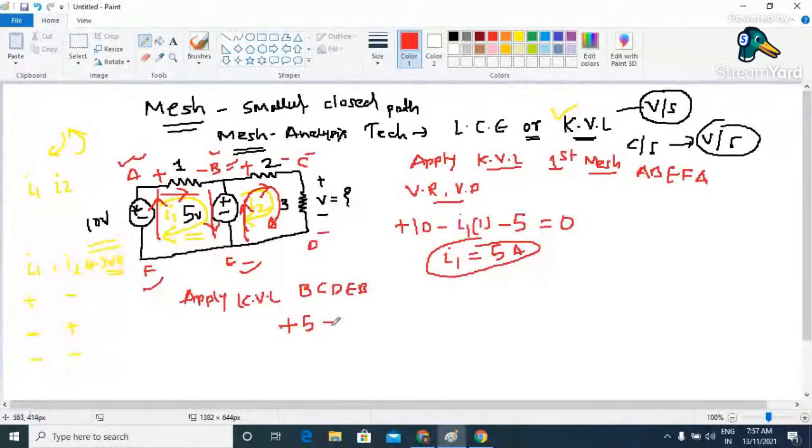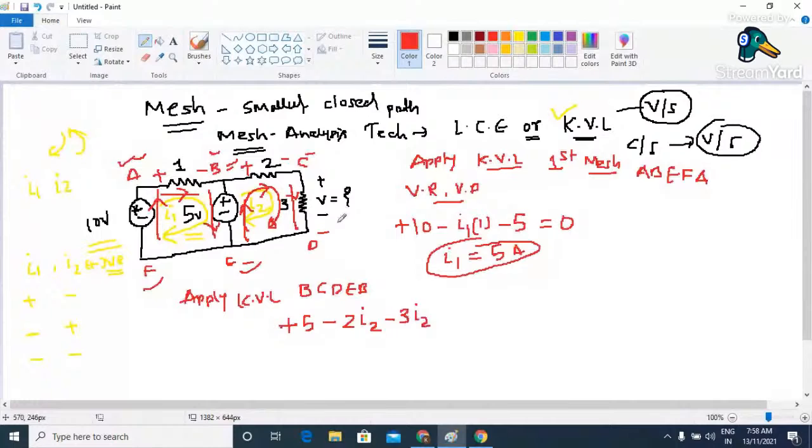And what will be the magnitude for that drop? It is going to be 2 into I2. And then when we are moving through this particular element, again we have a drop, because this is plus and this is going to be minus, and we are moving in the direction of current too. So this is going to be minus, and the magnitude for that drop is simply 3 into I2, because these two resistors are connected in series, so I2 is flowing through the 2 ohm as well as the 3 ohm resistor, and this is going to be equal to 0. If you solve this, you will get the value of I2 as 1 ampere, and that too positive.